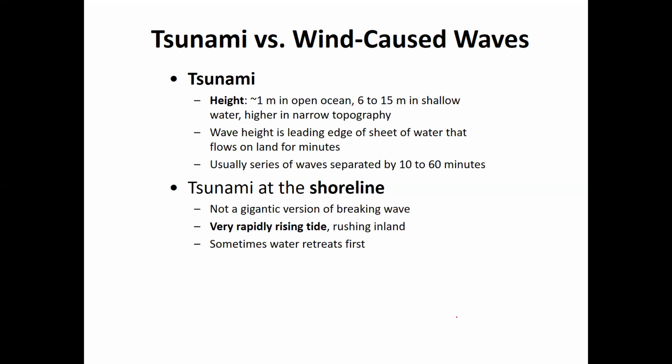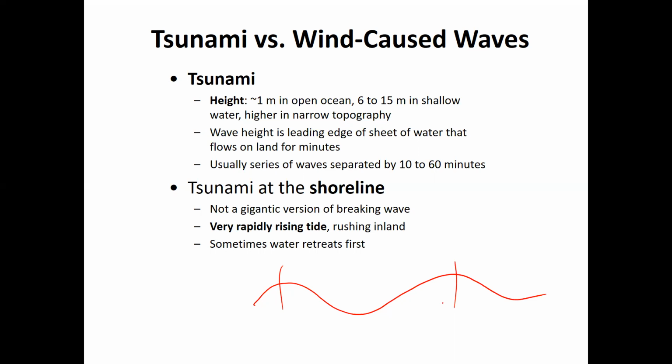And usually there's a series of waves, multiple waves. They have very long wavelengths, and they're separated by either 10 to 60 minutes. So there's either 10 minutes between crests or 60 minutes between crests. That means they range from periods of 10 to 60 minutes. What that means is, if it's a 60-minute period, water would wash inland for 30 minutes, then pull outward for 30 minutes. Then it would begin to wash inland for 30 minutes and then pull outward for 30 minutes.